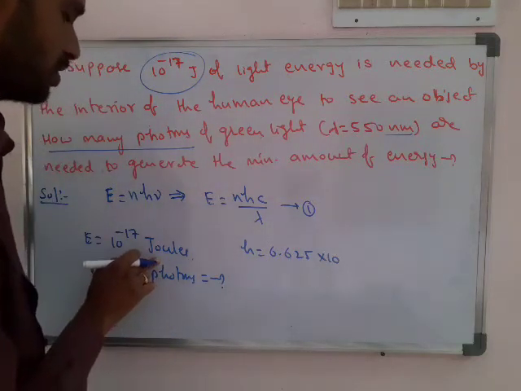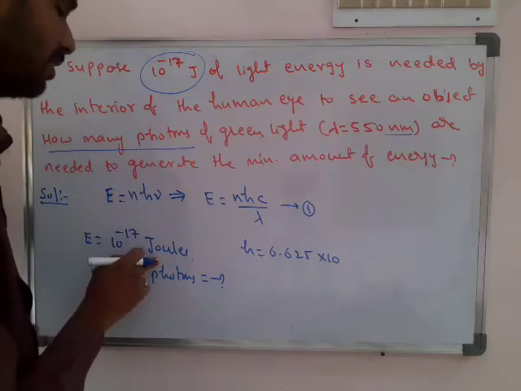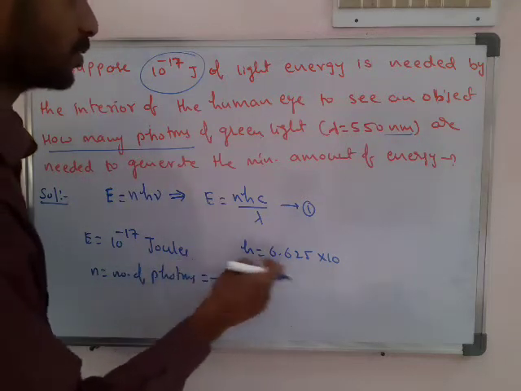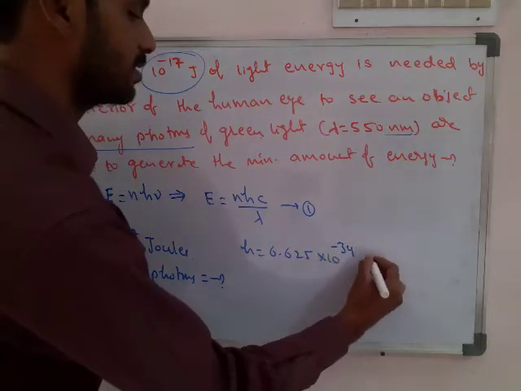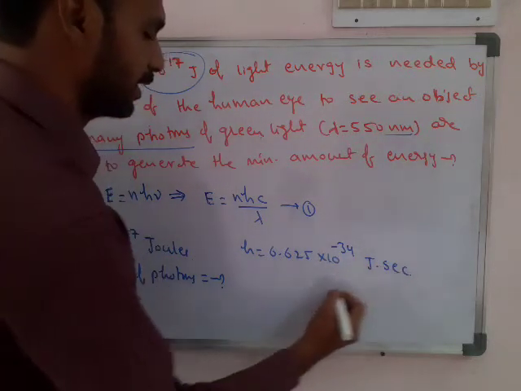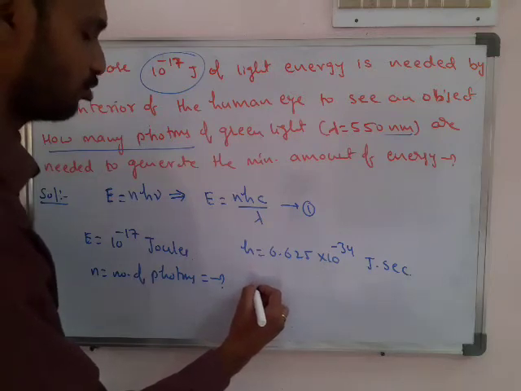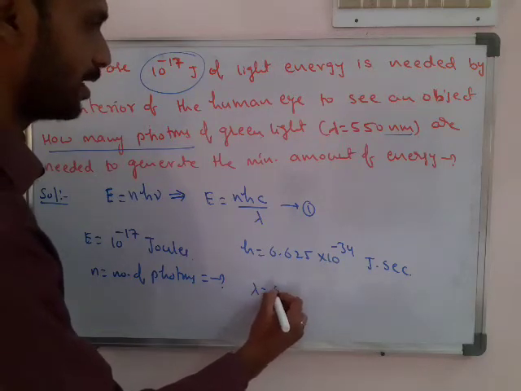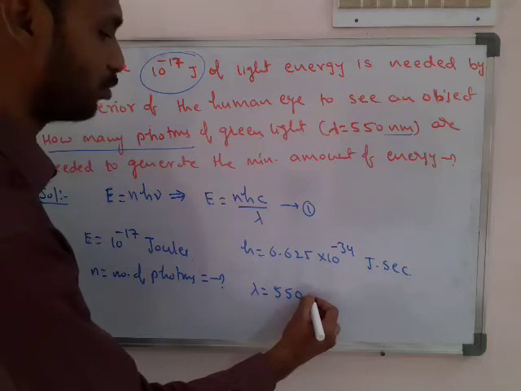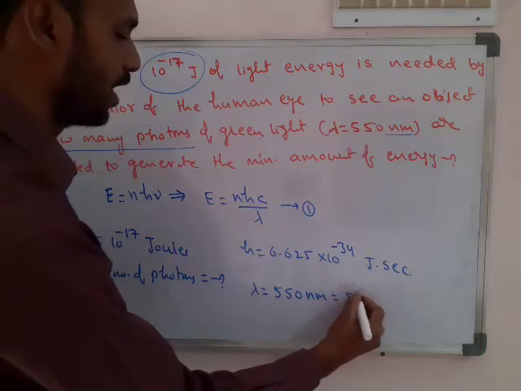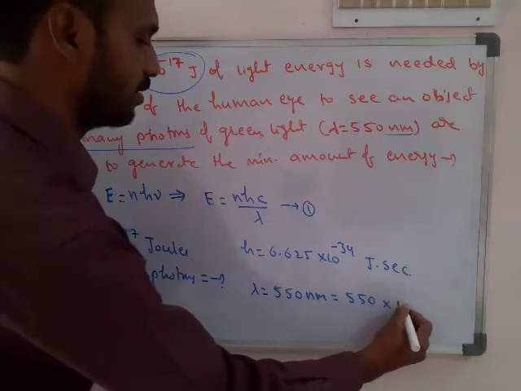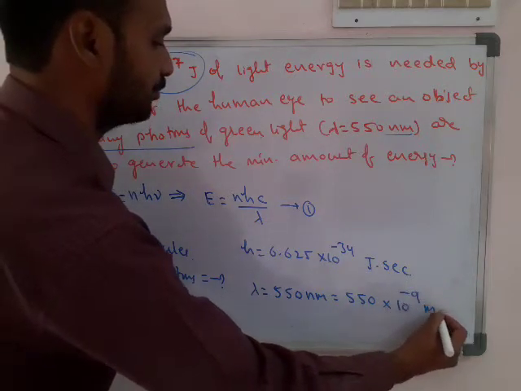Already here we have taken joules. Joules is nothing but the SI method. So since joules is SI method, h also should be taken as the SI method value in terms of joules: minus 34 joule second. Next, what is the lambda? Lambda is 550 nanometers. Nanometers means we have to convert it into meters. Since SI method, 10 power minus 9 meters.